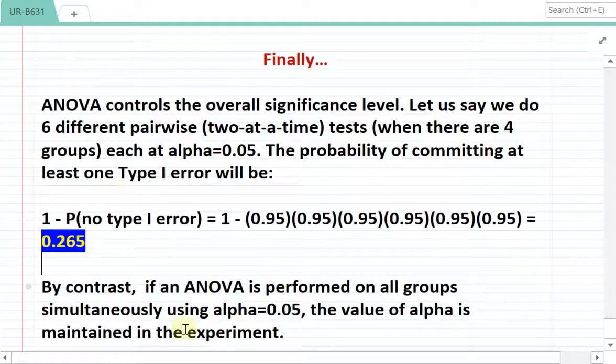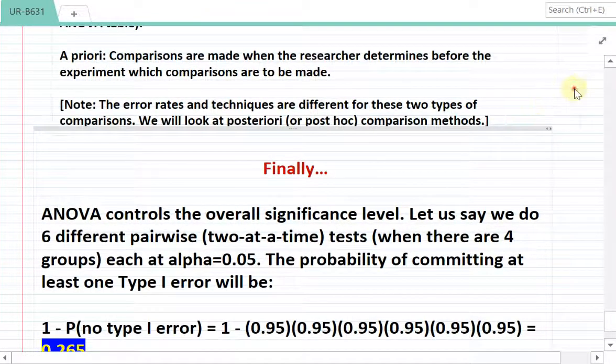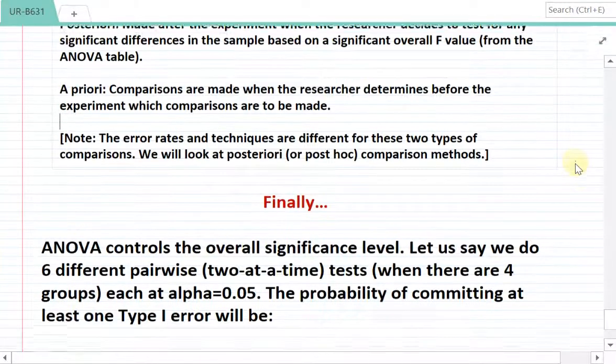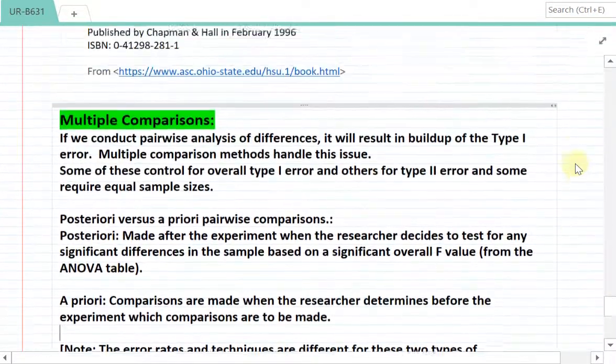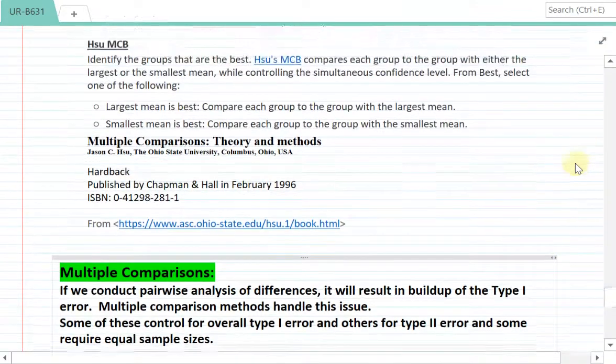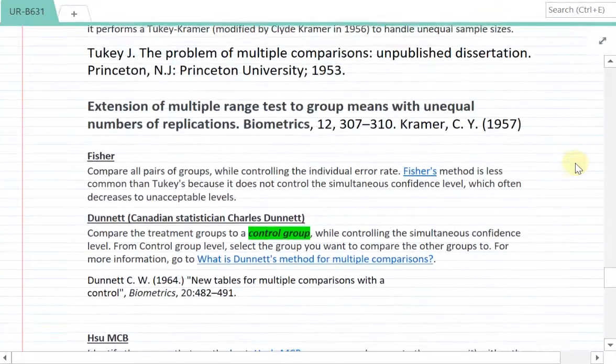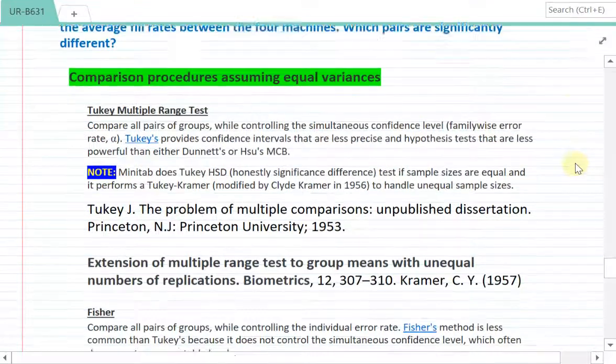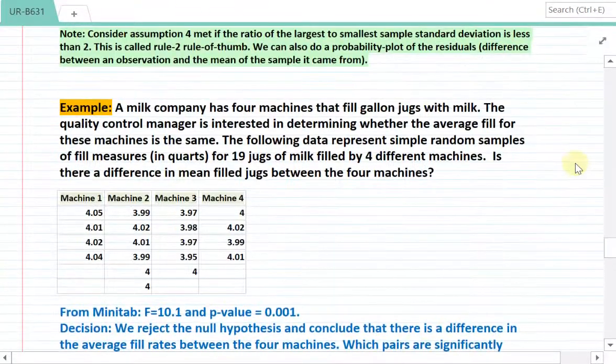And that's what I have here. If an ANOVA is performed on all groups simultaneously using alpha 0.05, the value of alpha is maintained in that experiment. Maintained means it's going to be 0.05. So you're getting what you think you're getting. That's what that means. So, pretty interesting, folks. These analyses of variance, ANOVAs, you're getting into some very interesting ideas in statistics. Very powerful stuff. You can do a lot with this.